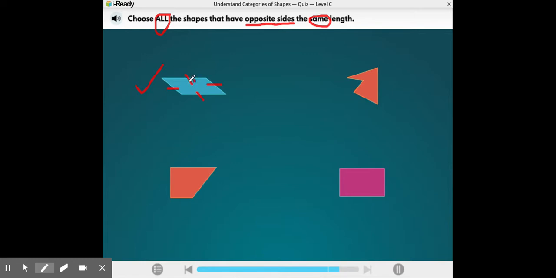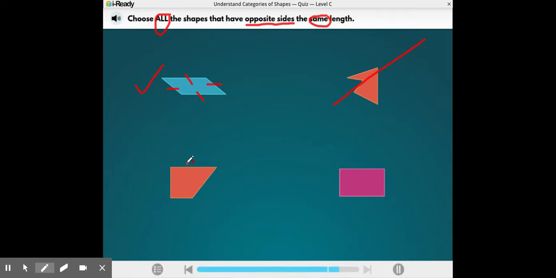We're not going to just pick that one and be done. We've got to look at all of them because it says we need to choose all the shapes that fit that description. So this one is harder to see. It's an irregular shape, but these don't have any sides that are the same length. So it can't be that one.